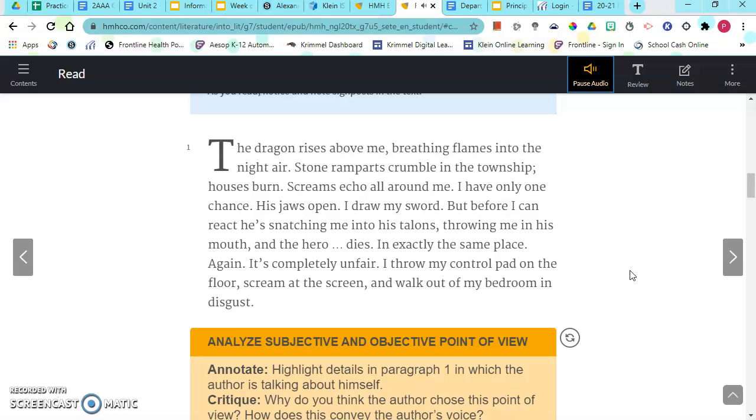In exactly the same place, again. It's completely unfair. I throw my control pad on the floor, scream at the screen, and walk out of my bedroom in disgust.